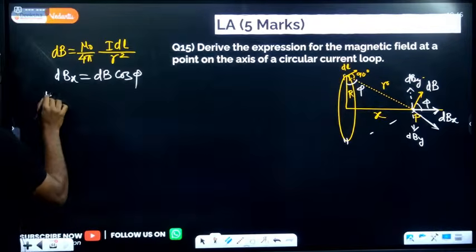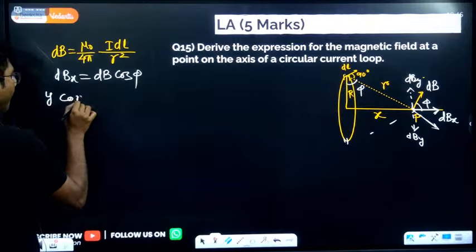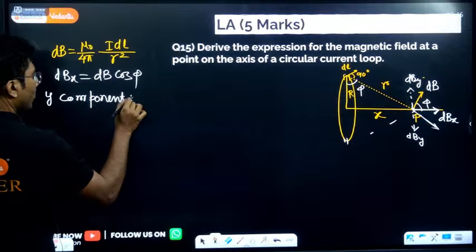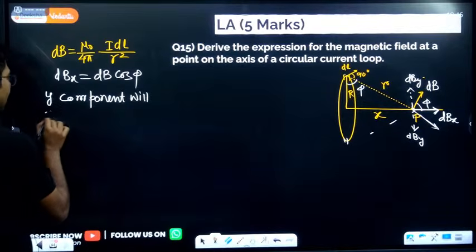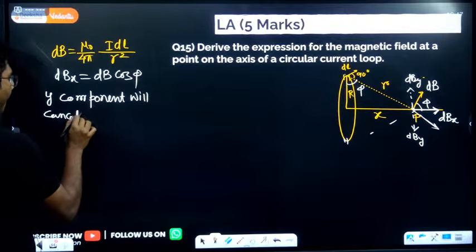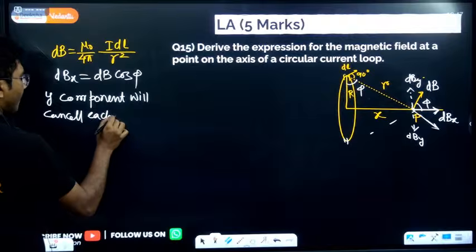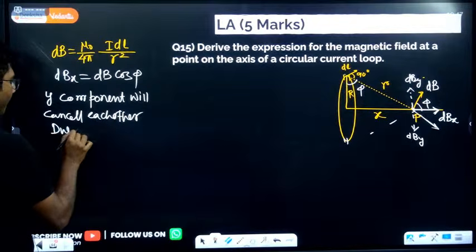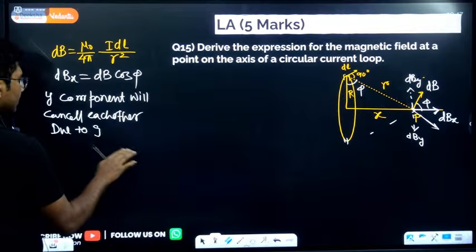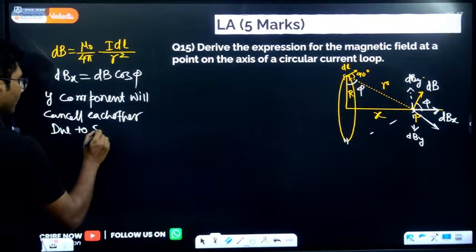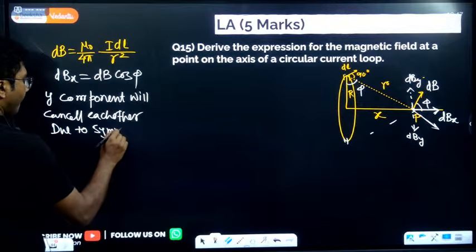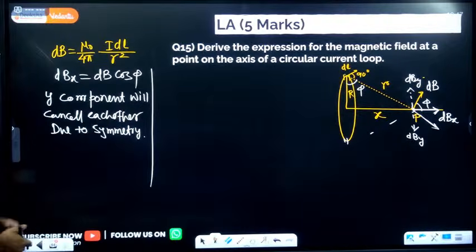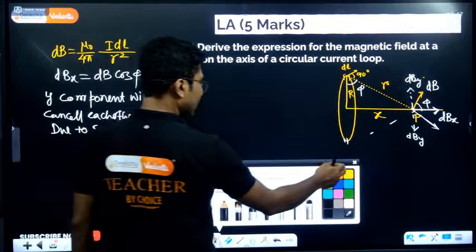The y components will cancel each other due to symmetry. Clear? Now we have to find this dBx.